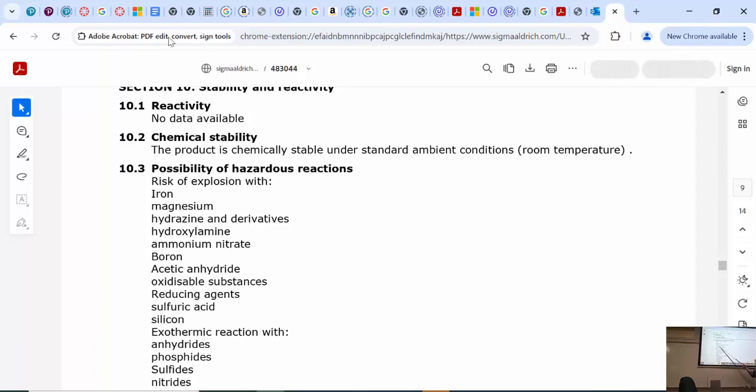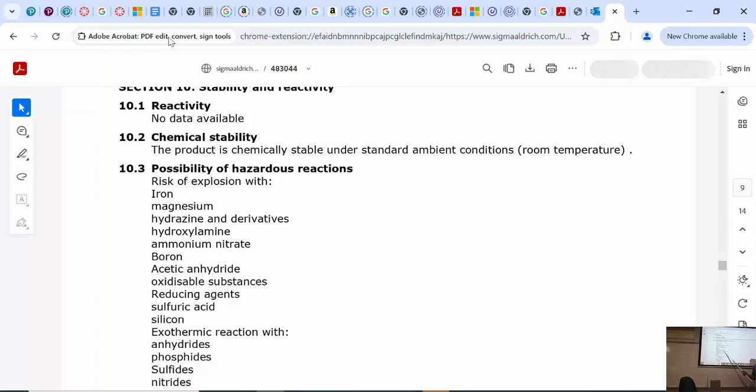Hydrazine is an amine. Amines like ammonia, like ammonium, etc. So it could be hydrazine or derivatives. Derivatives would be the ammonium salt of that hydrazine. Hydroxylamine, ammonium. Remember, ammonium and the amines and ammonia are all kind of the same in terms of redox. They're all electron rich. Nitrate's electron poor, but ammonium's fuel. These are all fuels here.